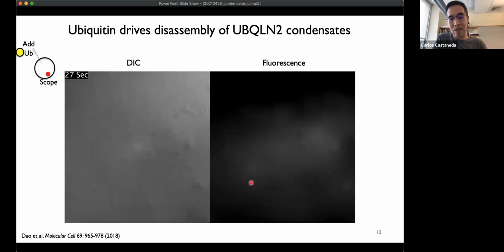Essentially you can see this diffuse signal of ubiquilin, suggesting how ubiquitin is driving the disassembly of these ubiquilin 2 condensates in vitro, right? So this is all in a purified protein test tube, or well, microscope well here.